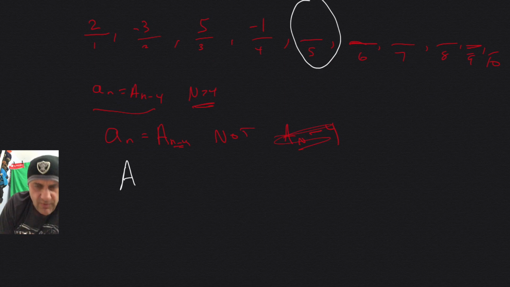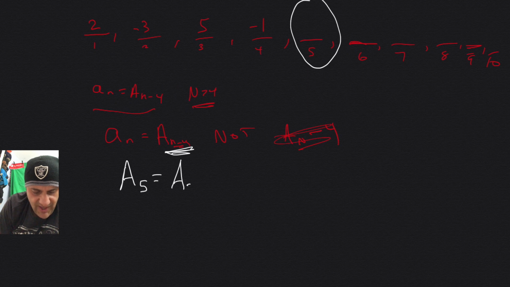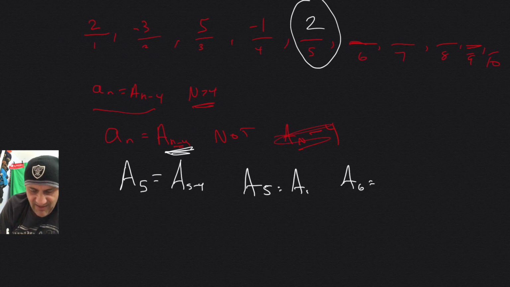So the fifth number would be called a_5. That's the fifth number in the sequence. If you use this formula, that's going to be a_(5-4). What is 5 minus 4? It's 1, so a_5 is going to be the same thing as a_1. What is a_1? It's 2. Okay, we knew that. And then a_6, obviously, that's going to be a_(6-4), which is a_2, which equaled -3.